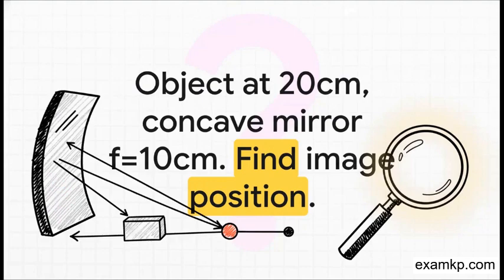We have an object. It's placed 20 centimeters in front of a concave mirror. The focal length is 10 centimeters. Our job is to find the position, which is v, and the nature of the image. Is it real or is it virtual? Okay, let's solve this together step by step.